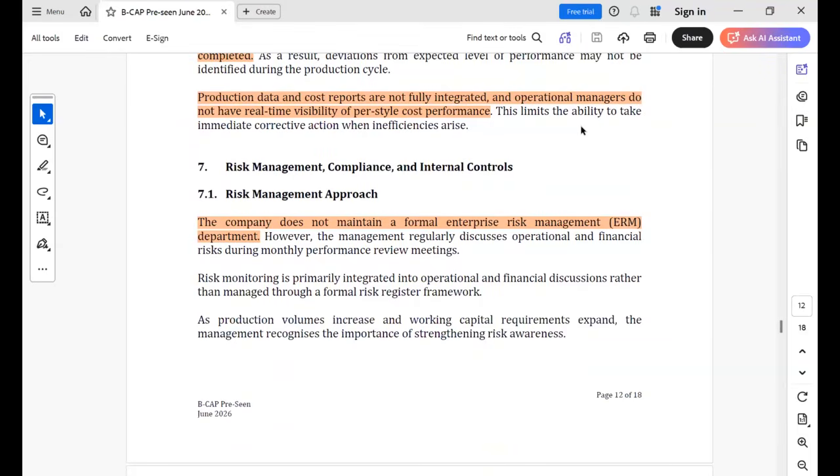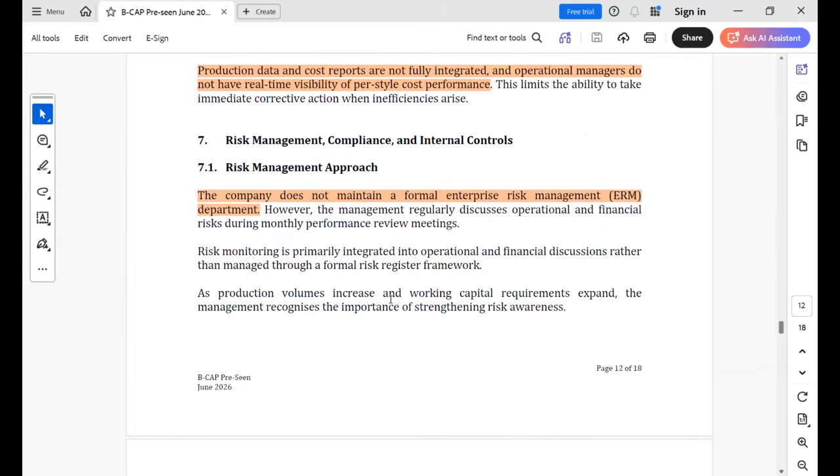If you go to section number 7, this is another section: risk management, compliance and internal controls, right? The company does not maintain a formal enterprise risk management department. That also we noticed. There is no risk committee. We don't have a risk committee. At least you should be able to identify what the risks pertaining to the business are. So there is no formal risk management framework in practice, right?